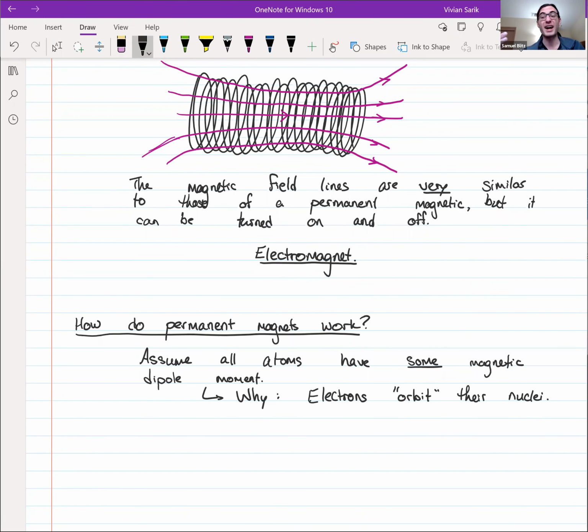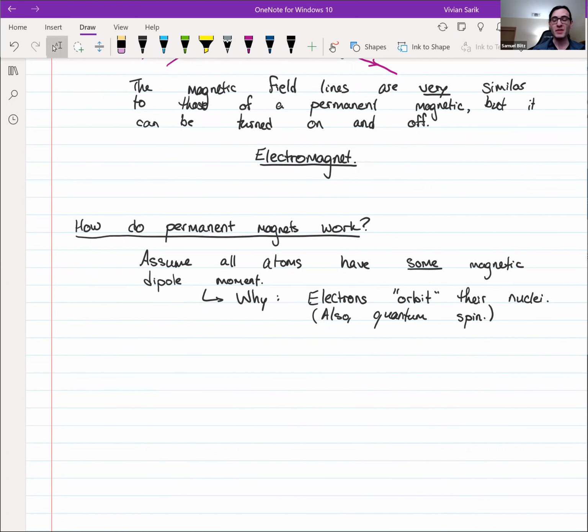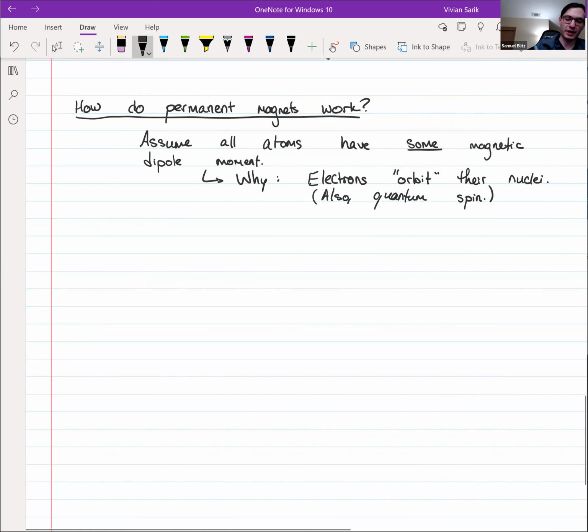So even though this isn't actually true because there's quantum mechanics and stuff involved, you can imagine that at least in a simple model, if the electrons just go in circles around their nucleus, then that will produce some sort of magnetic dipole moment. Also, just to make things more confusing, there's something called quantum spin that electrons have, and that also produces a magnetic dipole moment. Sorry, magnets are hard, and real world permanent magnets are confusing. But the gist is that if you take some random atom, it will probably have a magnetic dipole moment that points in some direction. So the question then is, how do permanent magnets form?